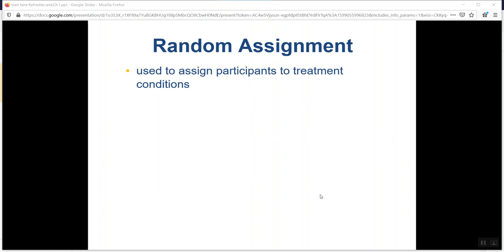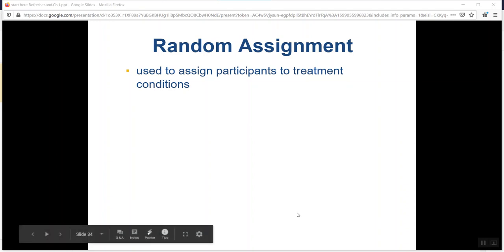So random assignment is important in this experimental research. We try to randomly choose our subjects from the population and then randomly assign them to either the treatment condition, the experimental group, or the placebo group. And again, this can be difficult to do. It's not always possible, but that's the ideal.